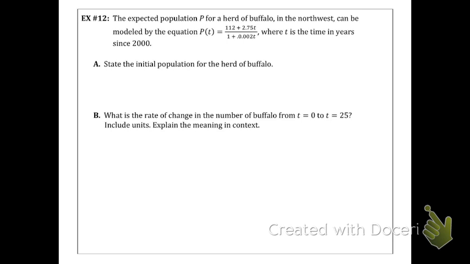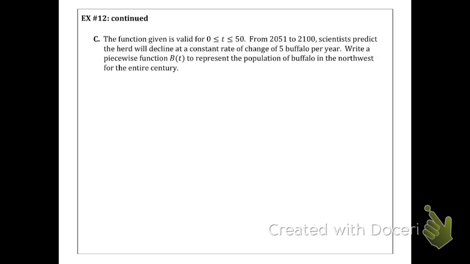Okay. And then C says a function given it's valid for 0 to 50 years. From 2051 to 2100, scientists predict the herd will decline at a constant rate of change of 5 buffalo per year. Write a piecewise function B of t to represent the population of buffalo in the Northwest for the entire century.